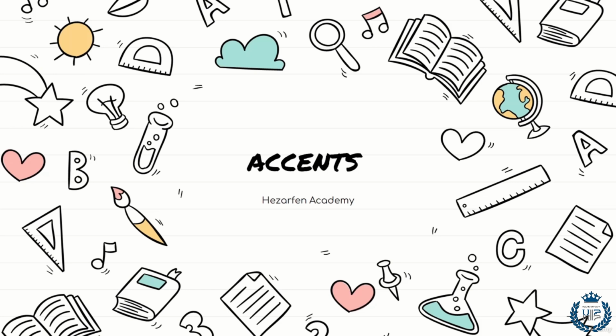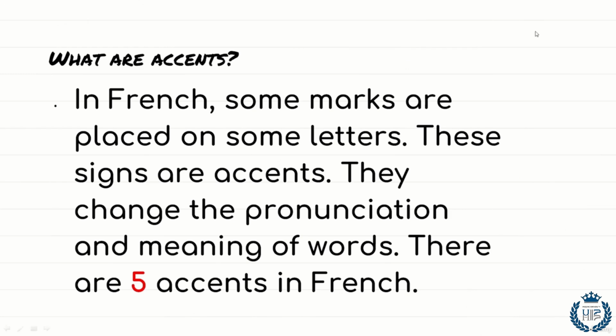In this lesson, we're going to be talking about accents. In French, l'accent. Firstly, let's talk about what are accents. In French, some marks are placed on some letters. These signs are called accents. These accents change the pronunciation and meaning of the words. There are 5 different accents in French.